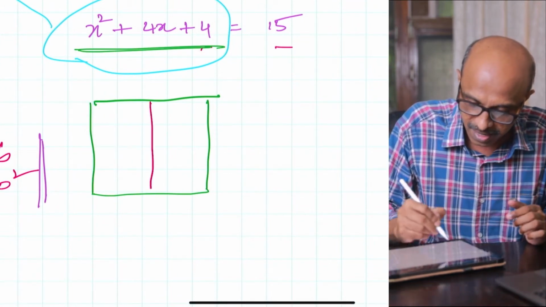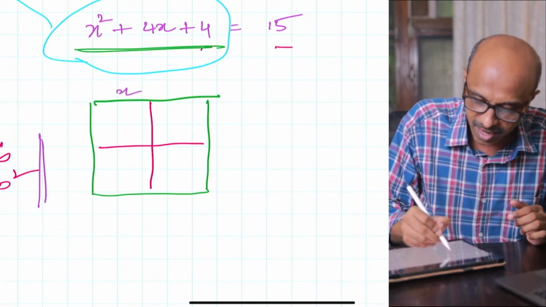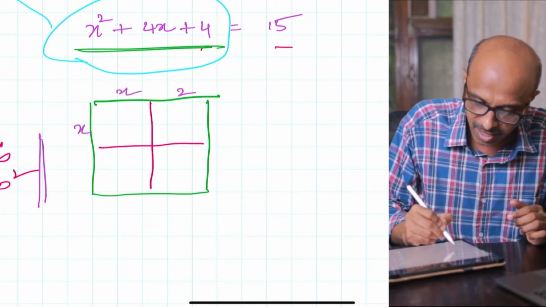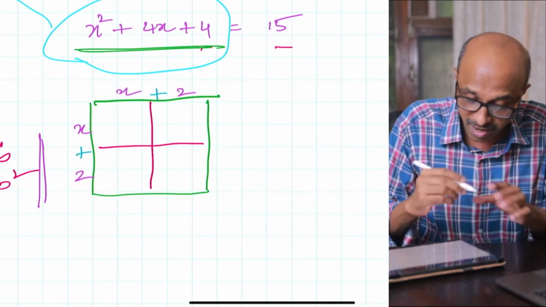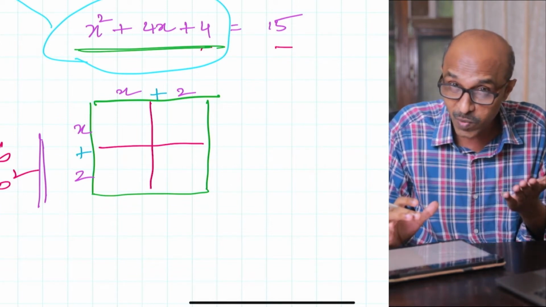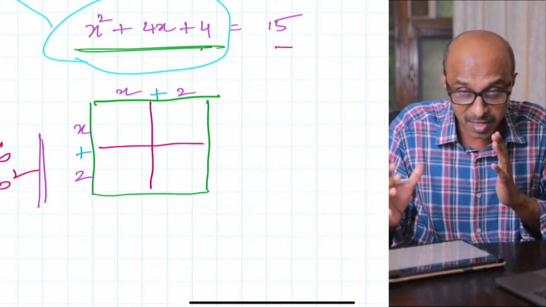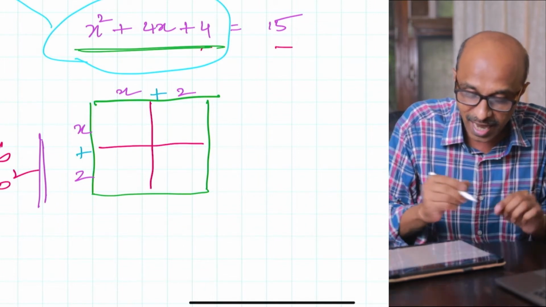So let me just split this thing up. It's such that this is going to be x and this is going to be 2. This is x and this is 2. And we can see that the side of the square, this is a square, is x plus 2. Now, if you recall from that earlier video where you were taught about the grid method of multiplication, let's use that technique here. All right, so these are the sides and that was a rectangle.